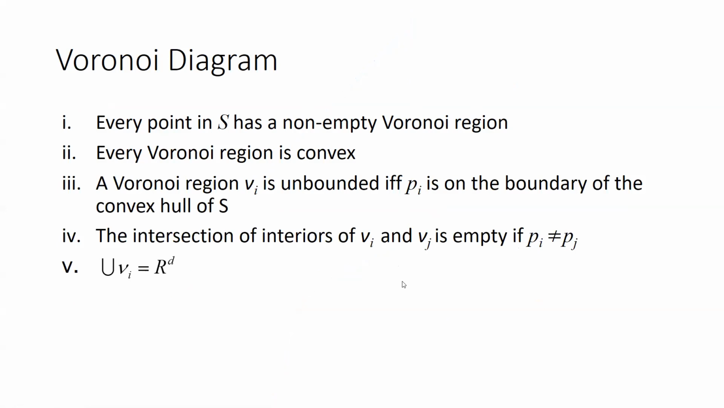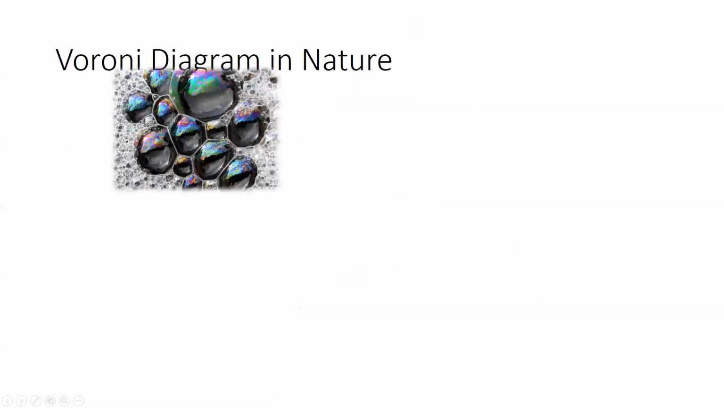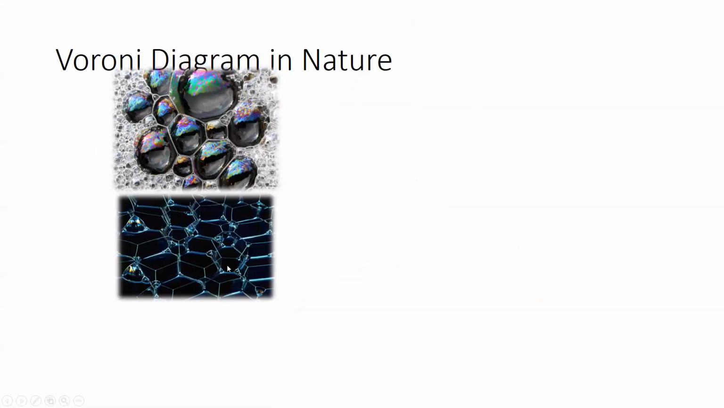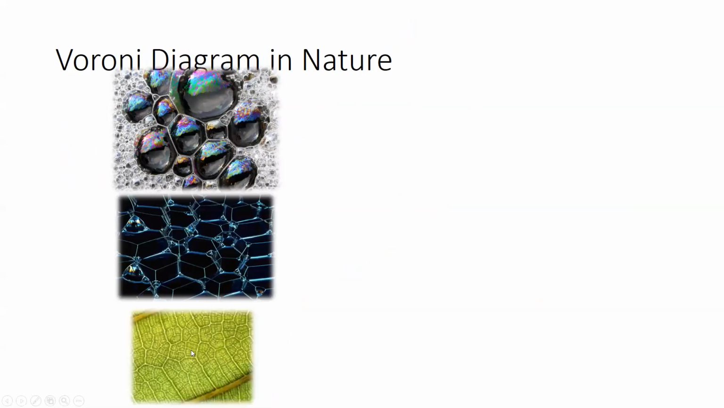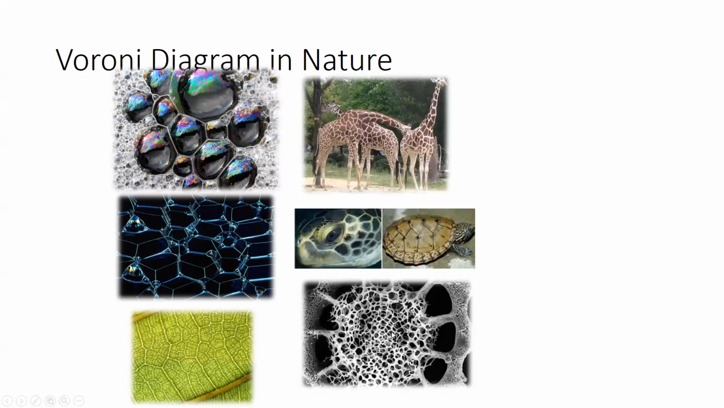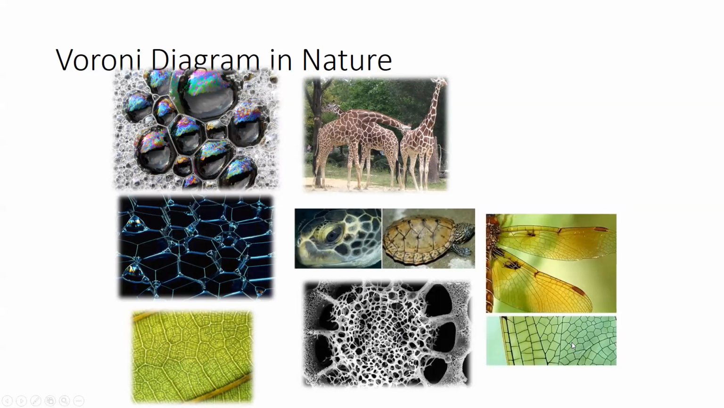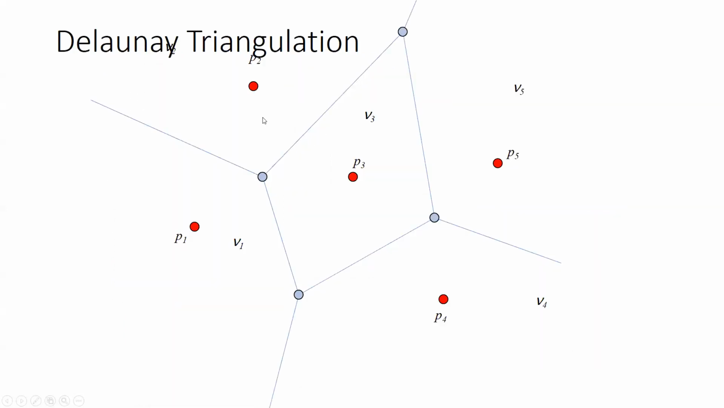Okay, now let's see what is in nature. Actually, nature has a lot of Voronoi cells. If you think about it, bubbles create Voronoi cells, these small bubbles. Some veins on leaves, even some animal patterns or bone structure, they all exhibit some Voronoi cell structure. You can think of that as being in nature a lot. Even wings of dragonflies, okay? So a lot of them actually have Voronoi cell structure.